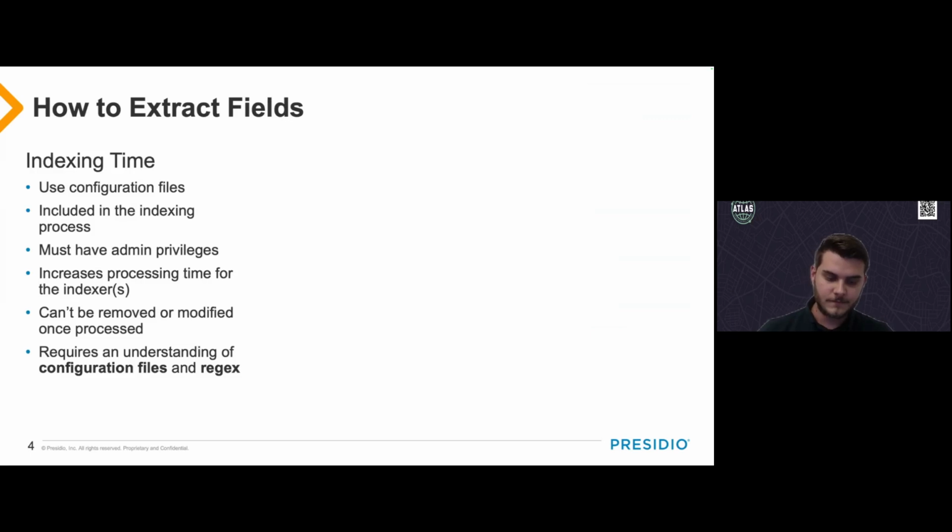So we extract fields at indexing time through the configuration of files. Typically, you will see this in props.conf and transforms.conf. These two very much go hand in hand, and odds are you'll have to touch both of them if you ever want to do any of this at indexing time. And most of the time, this is done from the command line interface.